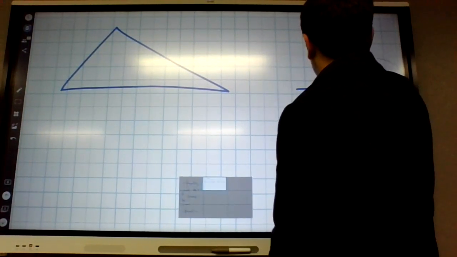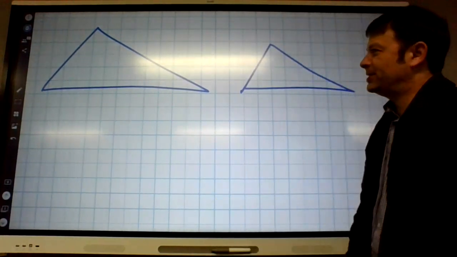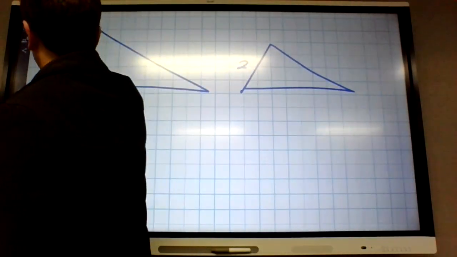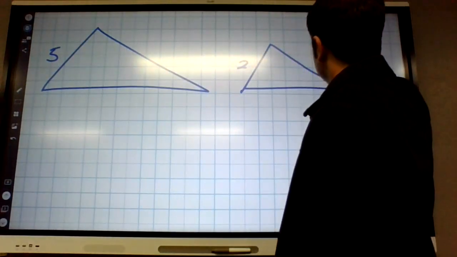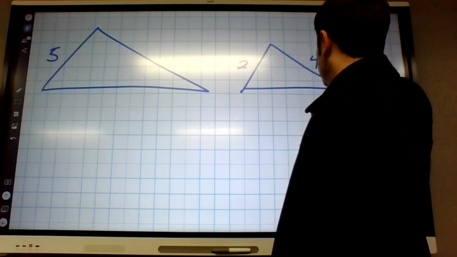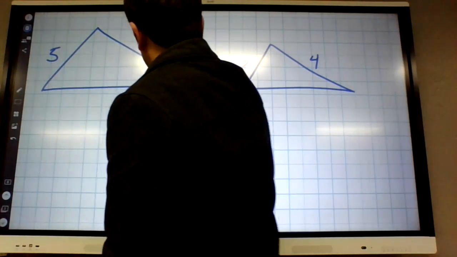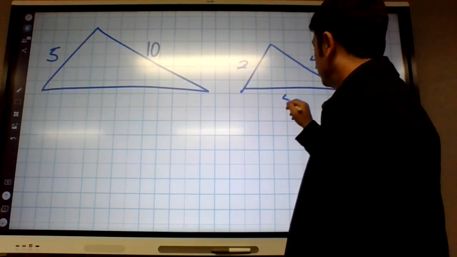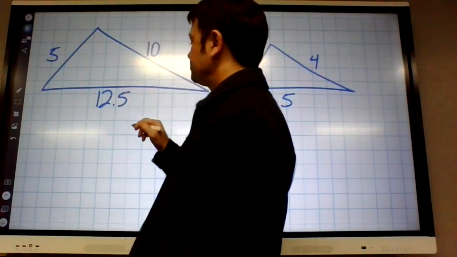I'm trying to make similar triangles here. Okay, so let's pretend these are similar triangles. Let's say this is like 2 and 5. I don't know, let's do 4. And this would be 10, and this is 5 and 12.5. Okay.